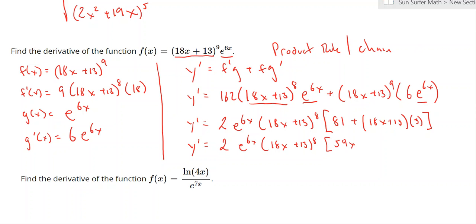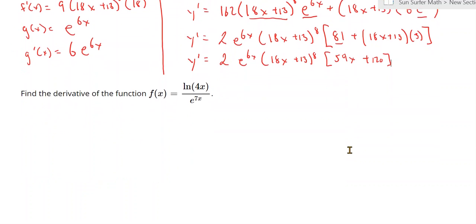And then 3 times 13 is 39. And the 39 plus this 81, what's that going to be? That's going to be 120. So that would be plus 120. And we could leave it like that. Or if we wanted to do it a little bit more, I could multiply that 2 back in through there. But I think that's good enough right there.